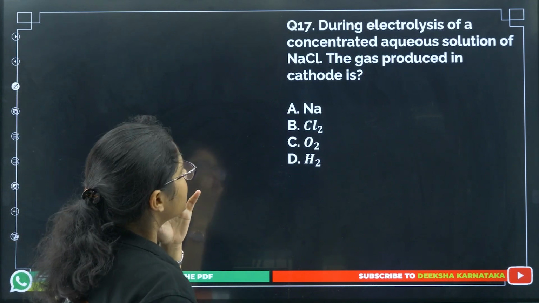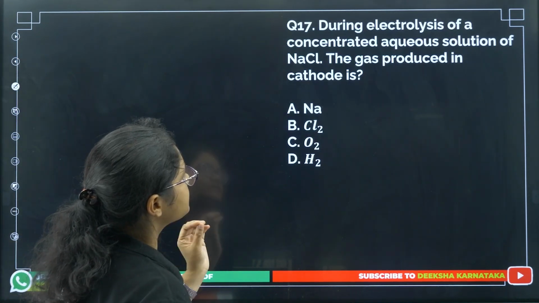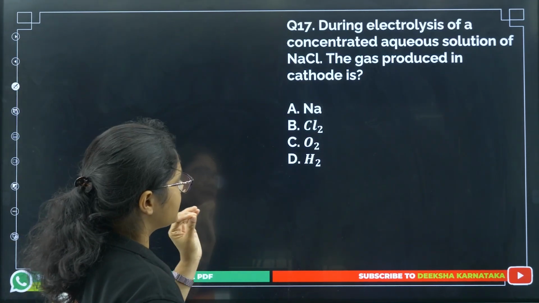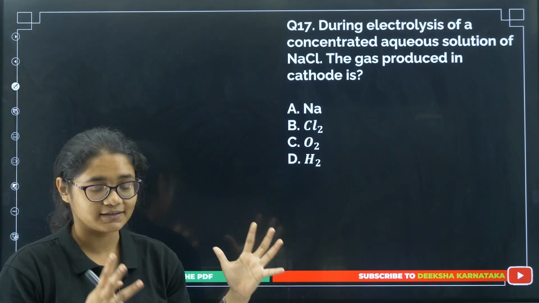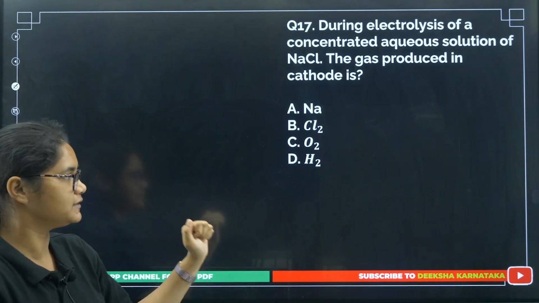Next question. During the electrolysis of a concentrated aqueous solution of NaCl, the gas produced in cathode is. This I have discussed very in detail in my lecture. You must have watched it.